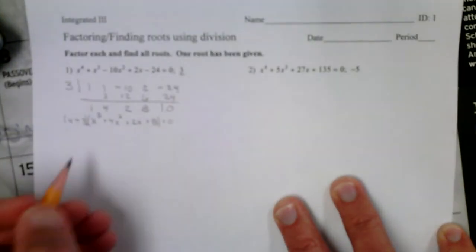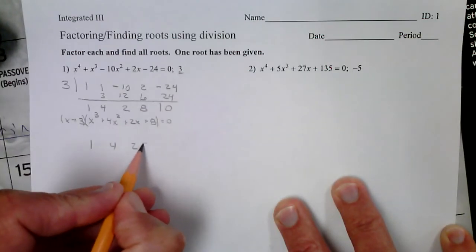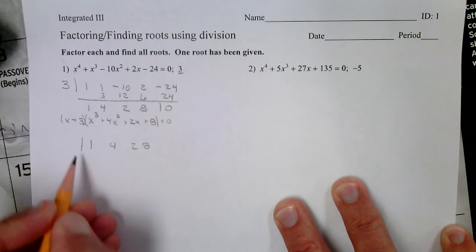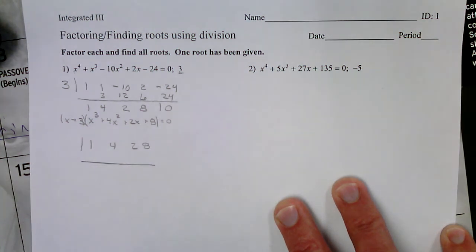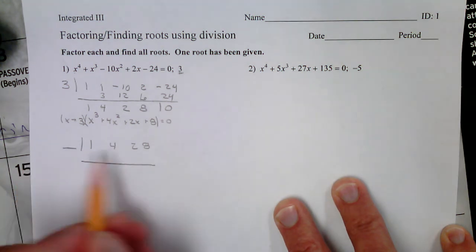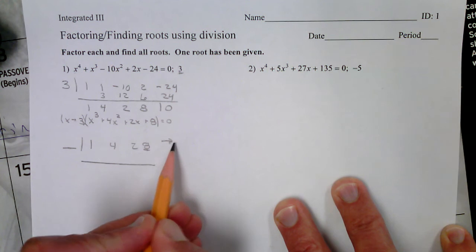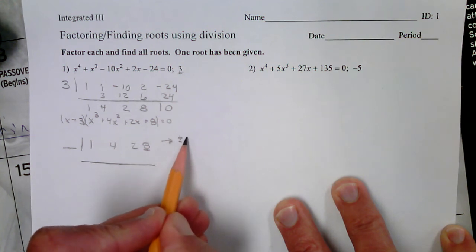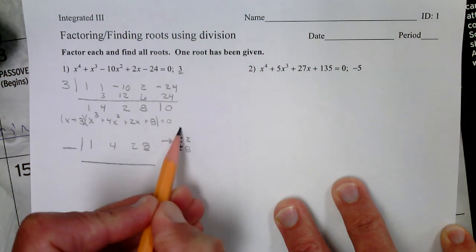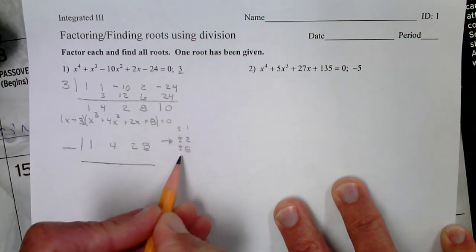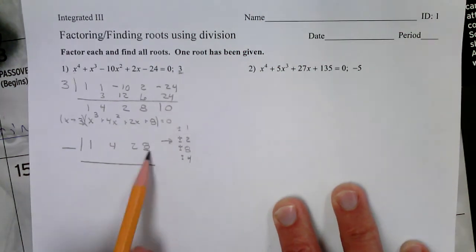Now, here's where it gets a little interesting. We're going to take the 1, the 4, the 2, and the 8 here, and we're going to apply synthetic division. But you have to figure out what values to put in. And the potential values for roots are going to come from this number right here. So for the factors of 8, you have plus or minus 2, plus or minus 8, plus or minus 1, although that won't do anything for you, and plus or minus 4. All of those are potential roots.